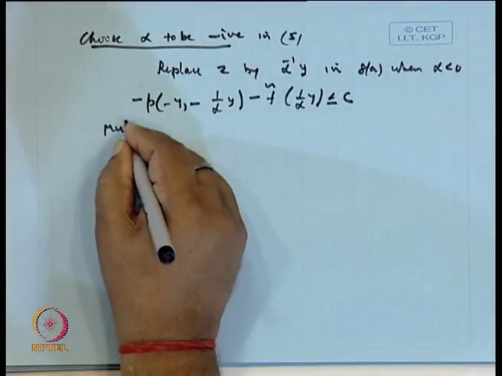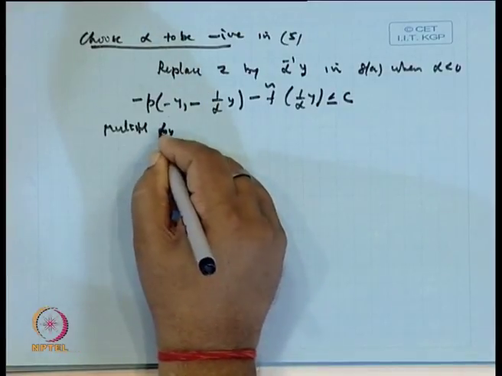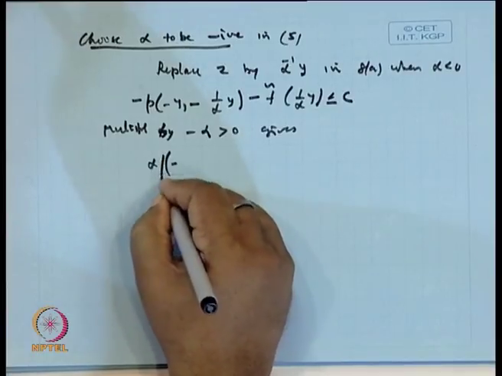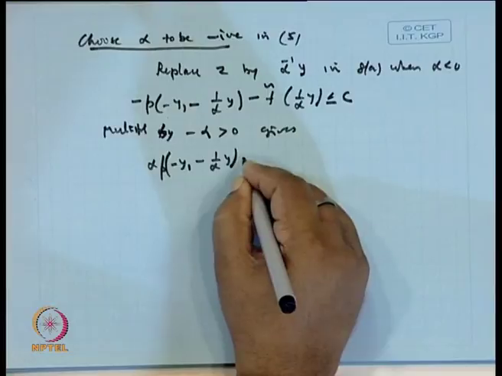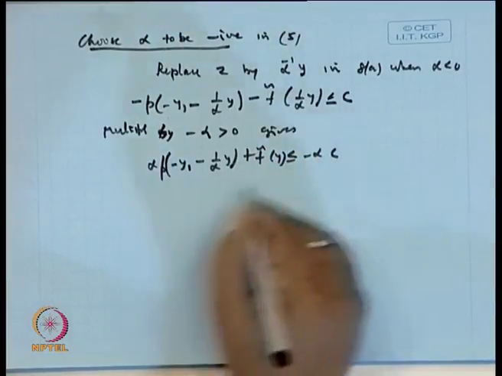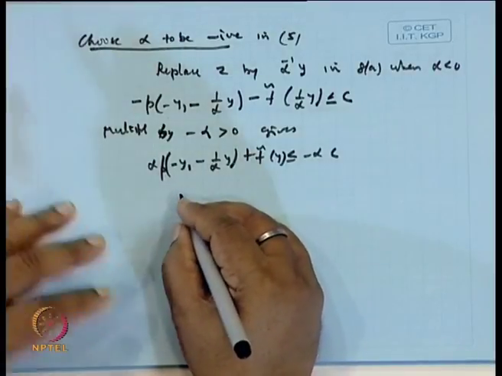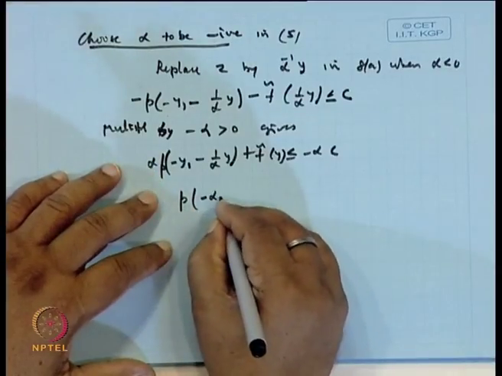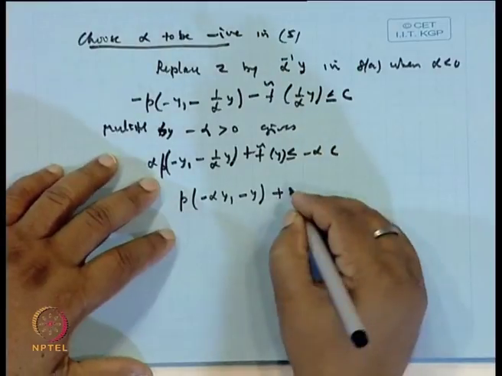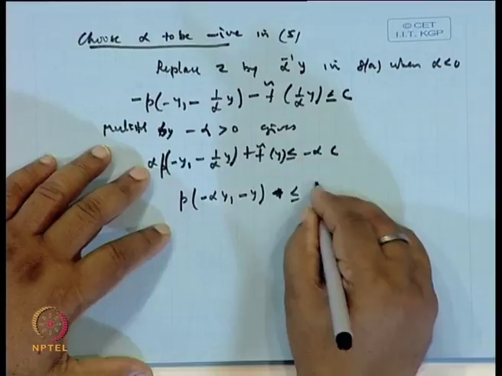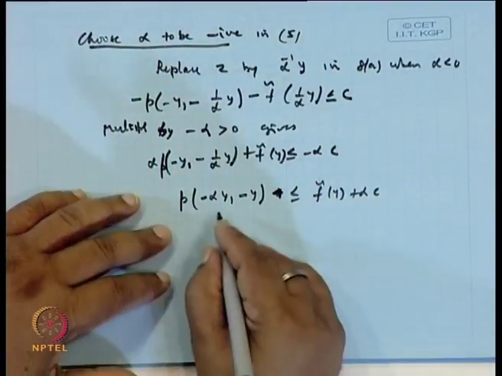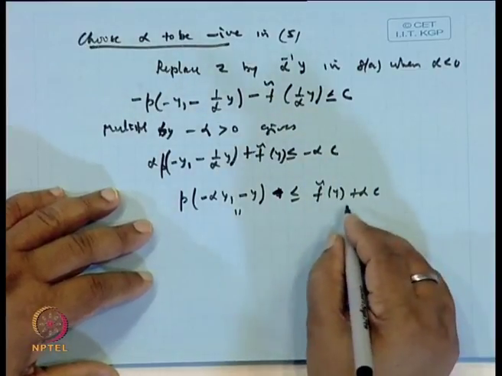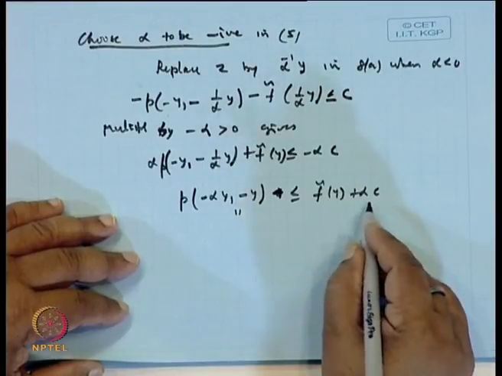Now, multiply by minus alpha, which is positive. This gives alpha times p of minus y 1 minus 1 by alpha y plus f delta y is less than or equal to minus alpha c. This cancels, so p of alpha y 1 plus y is less than or equal to f delta y plus alpha c, and let this be x. So, this is equal to P x, is it not? So, P x, and this one, f delta plus alpha, is nothing but minus.